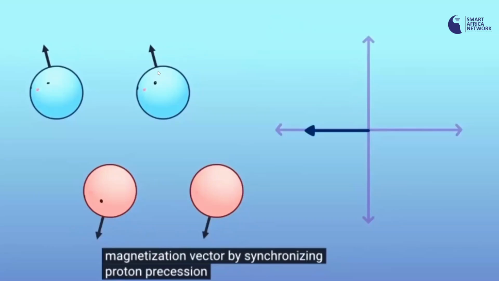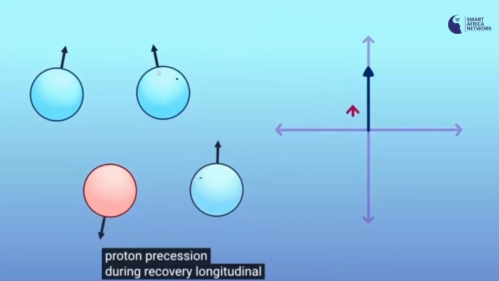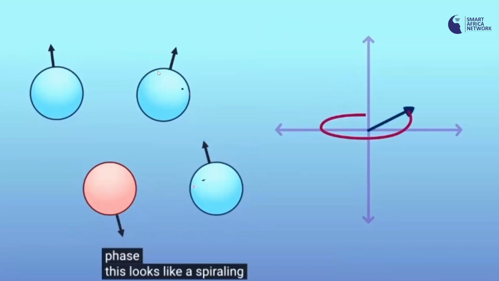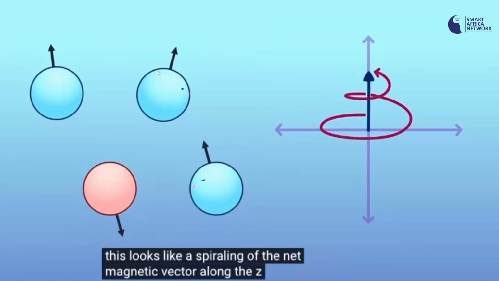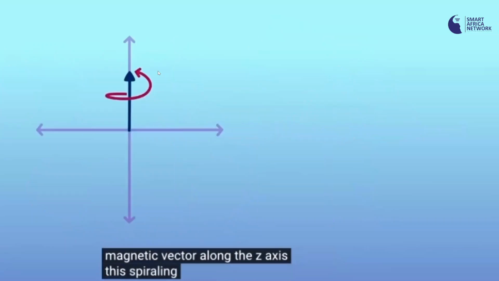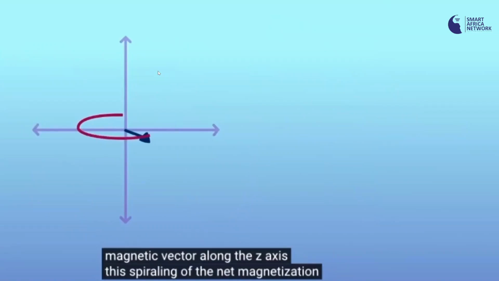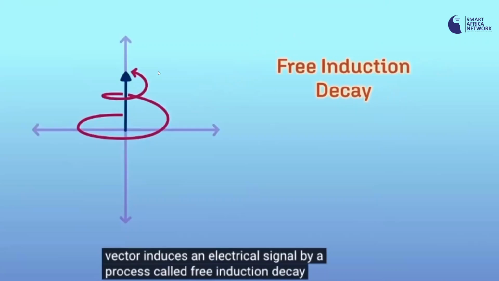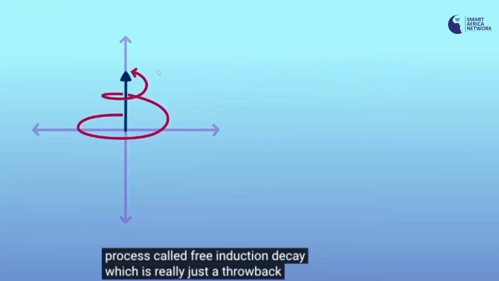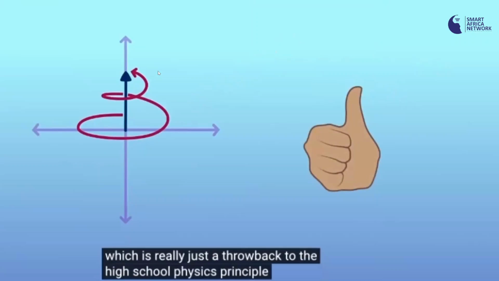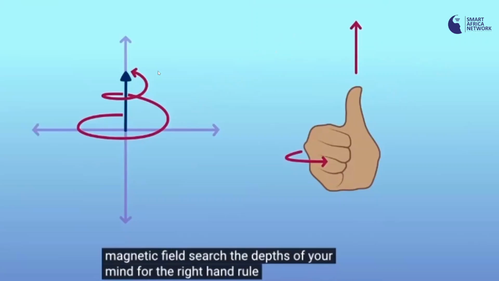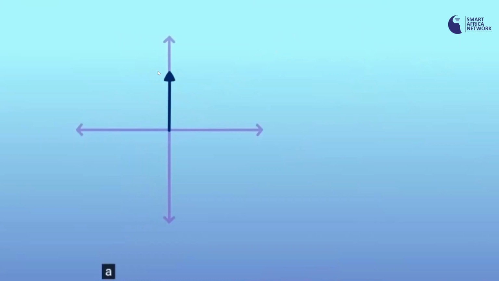During recovery, longitudinal magnetization increases and transverse magnetization decreases. The protons dephase. This looks like a spiraling of the net magnetic vector along the z-axis. This spiraling of the net magnetization vector induces an electrical signal by a process called free induction decay, which is really just a throwback to the high school physics principle of inducing a current by rotating a magnetic field. Search the depths of your mind for the right-hand rule.